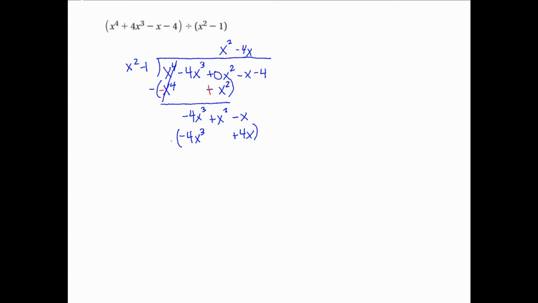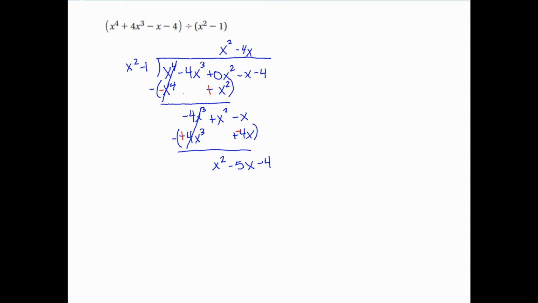So parentheses, subtract, and flip our signs. So this is going to become a plus, and then this is going to become a minus. And then we go straight down. So those cancel out, and then x squared comes straight down. And then negative x minus 4x is going to be negative 5x. And then bring down the minus 4.